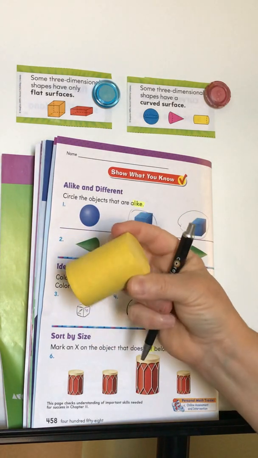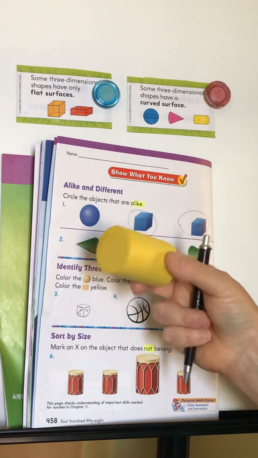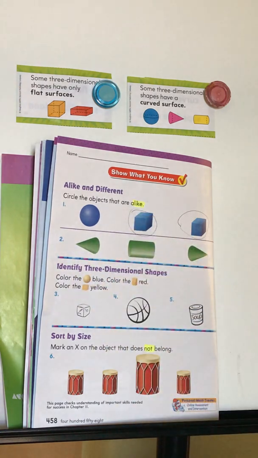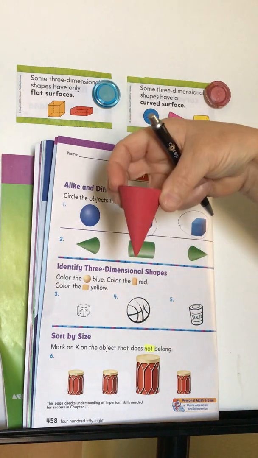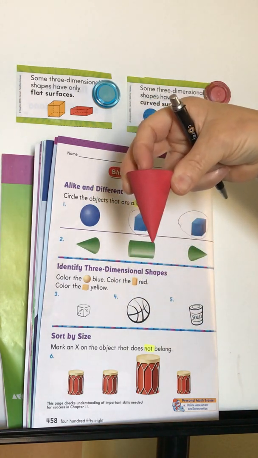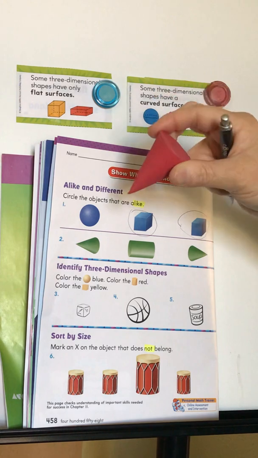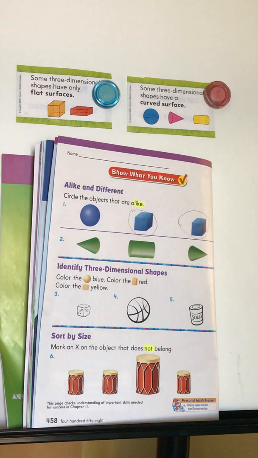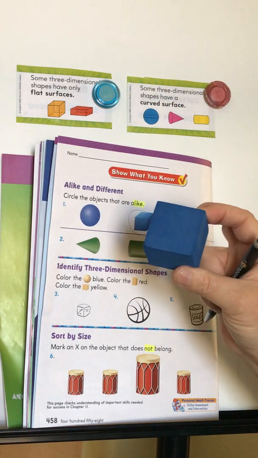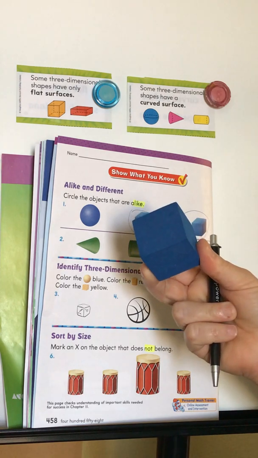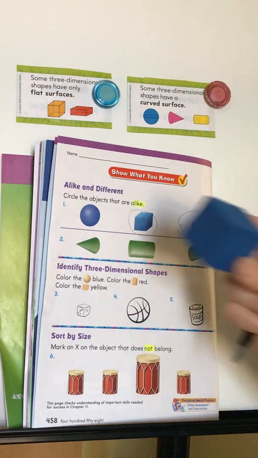This one is a three-dimensional shape because it's not flat. So this is a cylinder. And this one looks like a cone that you would eat ice cream on, and that's exactly what it's called, a cone. And I think I forgot to say what this one is called. A cube.